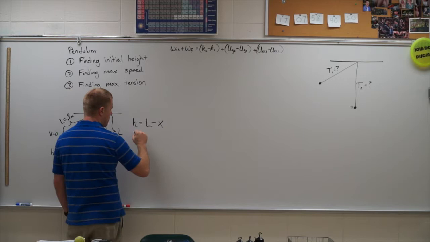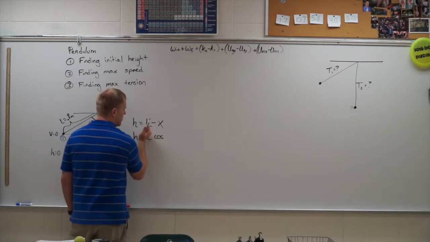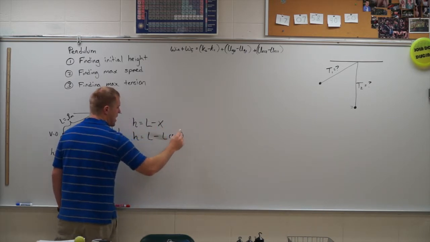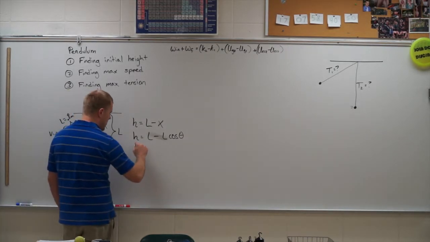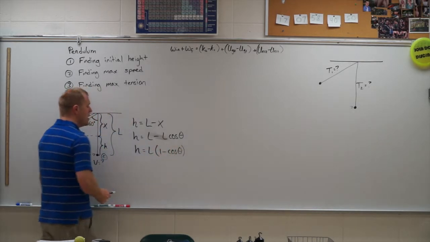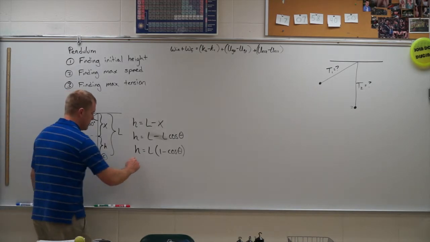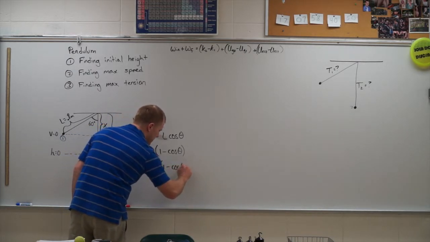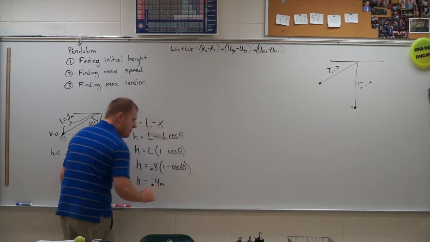And so H is equal to L minus L cosine of my angle. This is my angle with the vertical in this case. I can factor out an L, so H is going to be L times 1 minus the cosine of the angle. In this case, I can plug in my 60 degrees and my 0.8 meters. So H is equal to 0.8 times 1 minus the cosine of 60, and so my height comes out to be 0.4 meters.